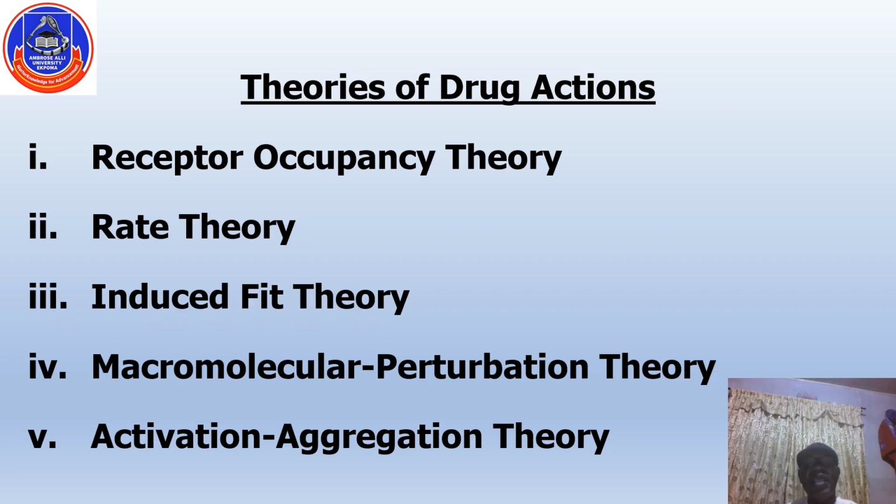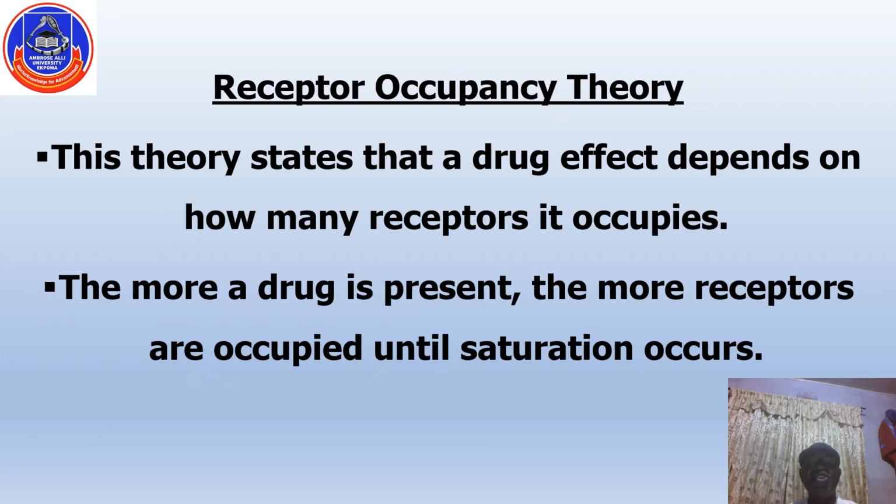Now, we have 5 theories of drugs, namely receptor occupancy theory, the rate theory, induced fit theory, molecular or macromolecular perturbation theory, and activation-aggregation theory. As usual, let's consider them one after the other for simplicity or better comprehension.